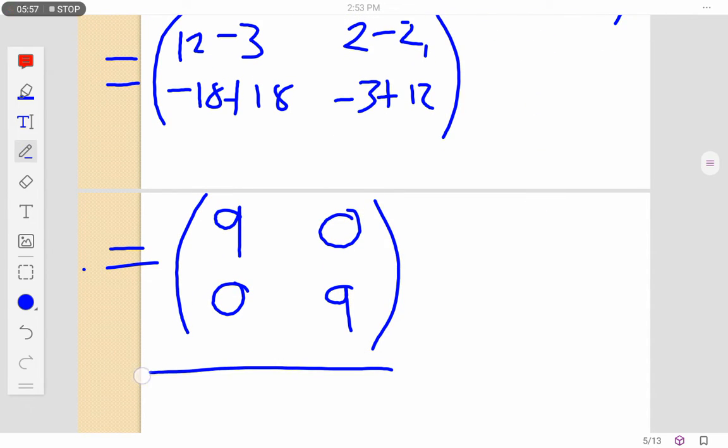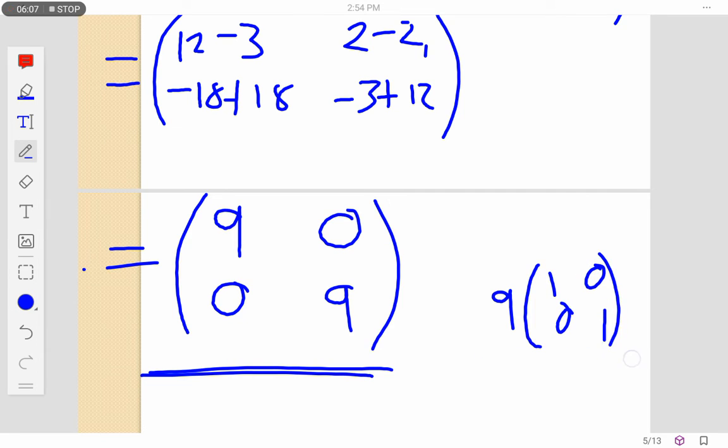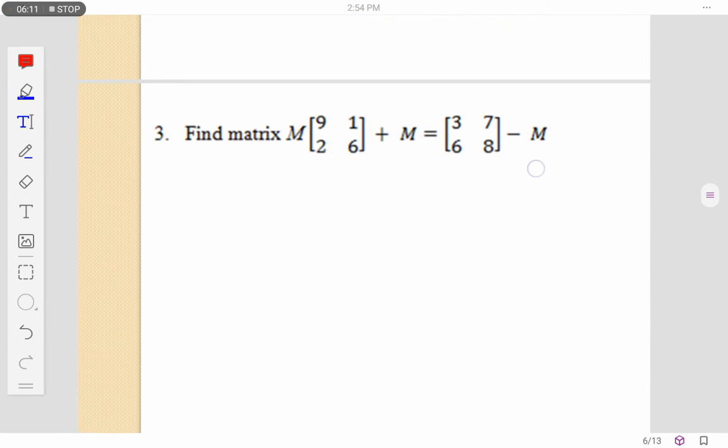this matrix here. This is an identity matrix. It's more like if I take out 9, I'll get 9 times [1, 0, 0, 1]. We'll talk about that in matrix 4. Okay, let's look at example number 3.